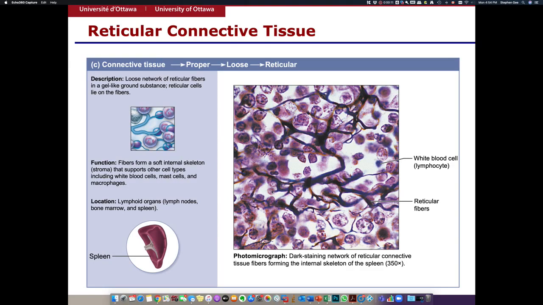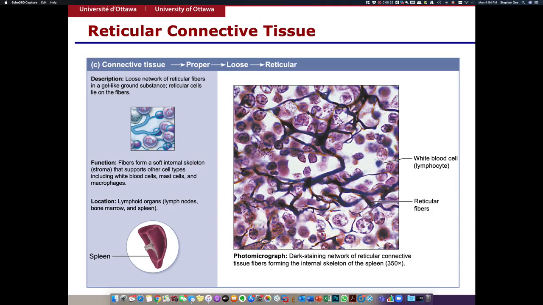Reticular connective tissue resembles areolar tissue with a gel-like ground substance, but it only has reticular fibers and no collagen or elastic fibers. In this tissue, fibroblasts are called reticular cells. These cells secrete reticular fibers, which, if you remember, are made up of collagen protein.